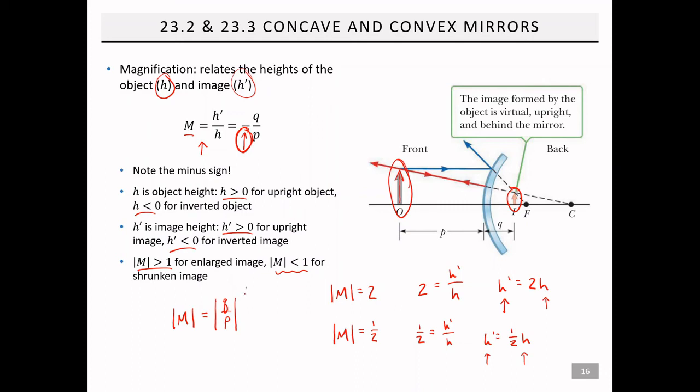If we use this absolute value equation instead of the equation at the top, then we can determine after the fact whether m should be a positive or a negative number, basically by determining whether the image is upright or inverted. If the image is upright, then m will be positive, and if the image is inverted, then m will be negative.